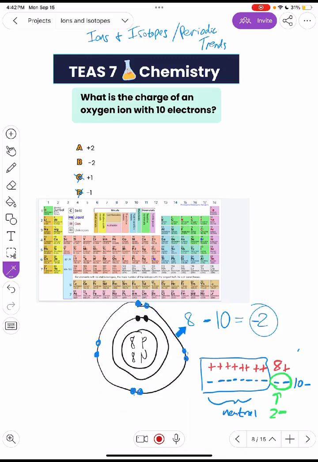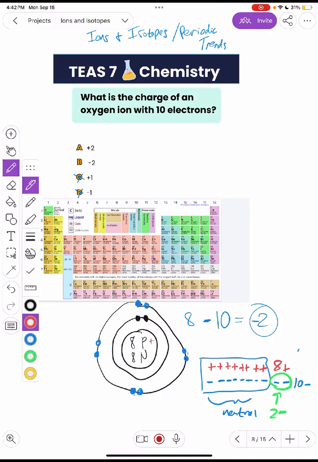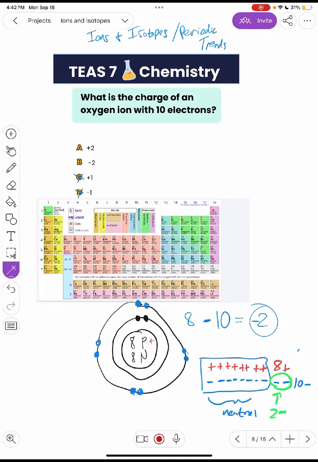Then I have 8 positives in the protons. Protons are positive, electrons are negative. So 8 positives, 10 negatives, my overall charge is a -2. Visually counting them out, 8 positives, 10 negatives, and that's where that -2 comes from. There are 2 extra negative charges.